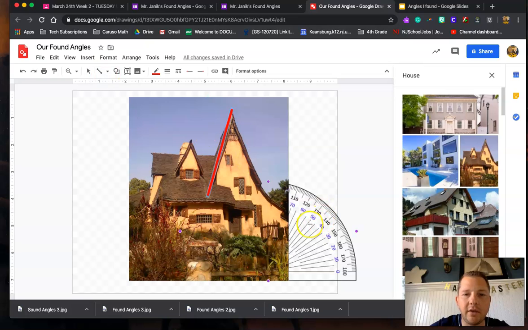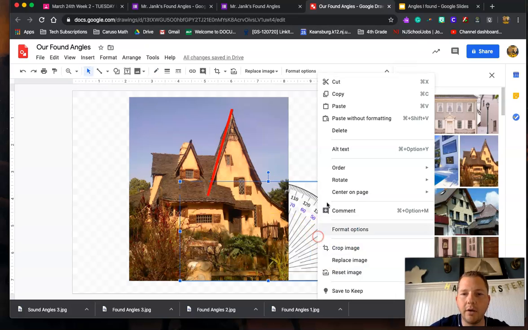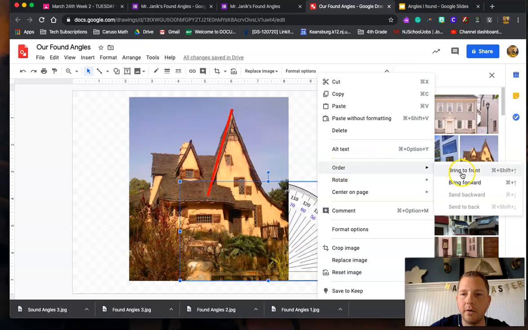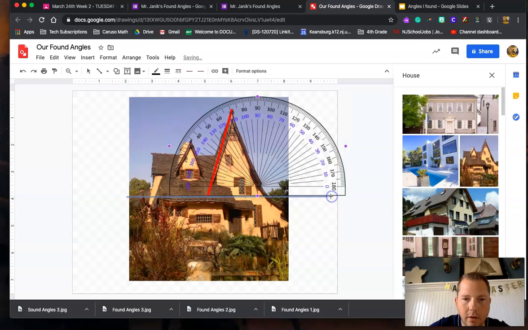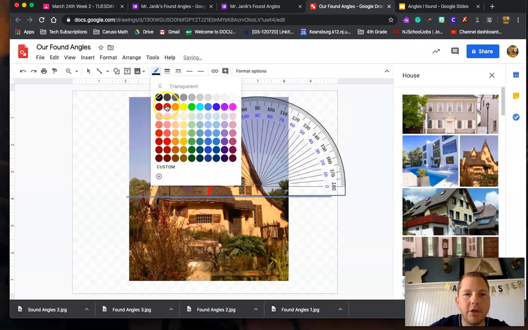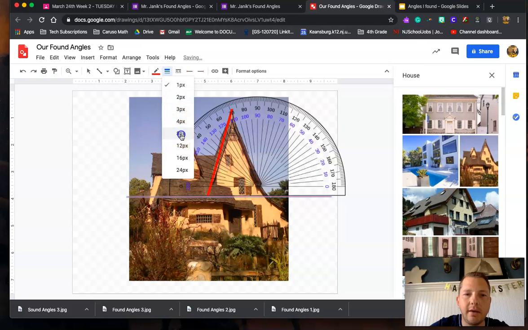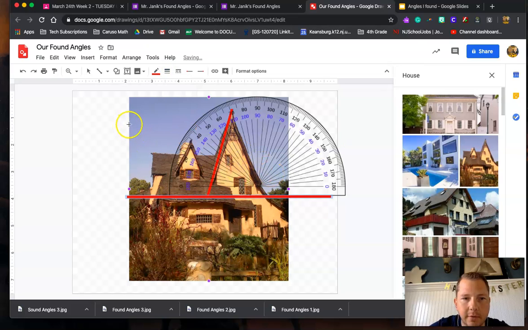So maybe if you're having a little trouble doing it, we could bring in our protractor to do it. Remember, we have to bring it forward, order to the front. And I can use that protractor to draw myself a straight line on the bottom. There we go. And change my color to red. Eight points. Make sure I'm back on my pointer.